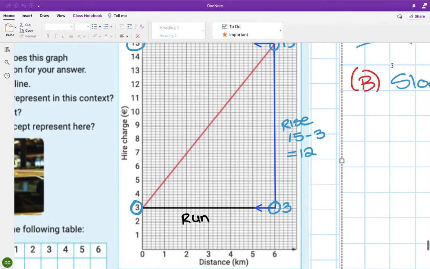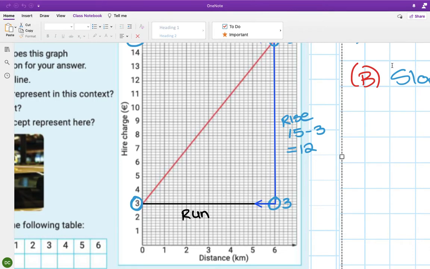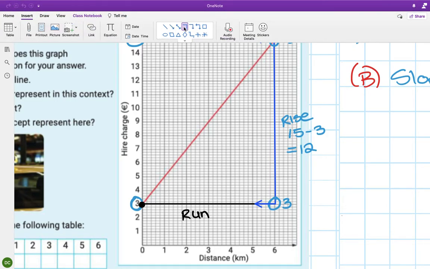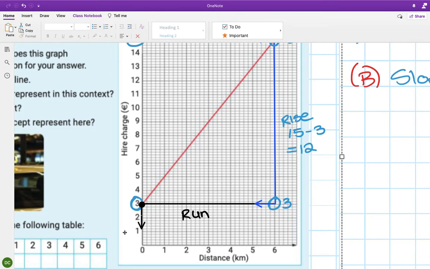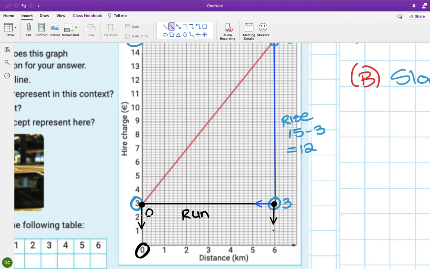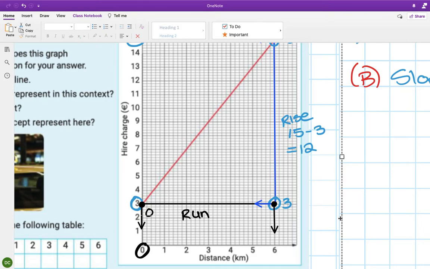Okay, so now we're going to do the run. The run starts here, my dot, and when you're trying to figure out the run, we look down. So the run starts there at 0. Follow the black line across and it ends here where I've put the dot in. So again, we look down and that is 6. So the run starts at 0 and ends at 6. So we do 6 minus 0 to get 6. And that's what the run is.